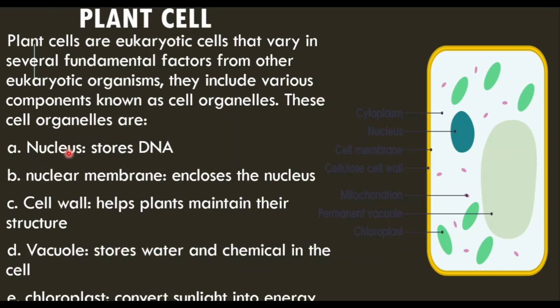So the nucleus is like the center of the cell. It controls most of the activities of the cell. While the chloroplast is unique to the plant cell, it converts sunlight into energy through a process called photosynthesis. So that is one of the major differences between a plant cell and an animal cell.